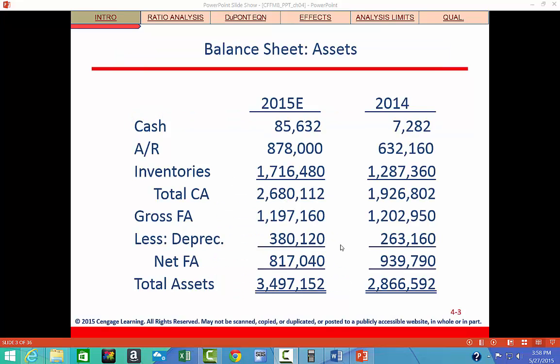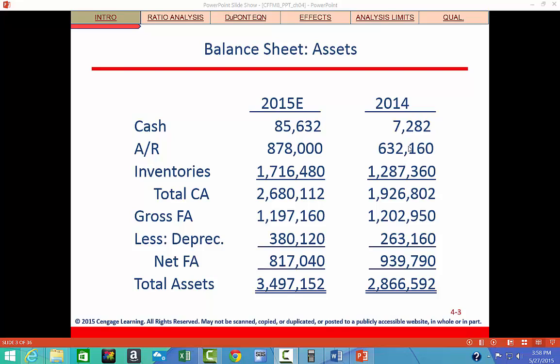So we're stuck with the De Leon company again with this chapter. Here's our data. Remember, in 2014 they had a pretty horrible year. And now we've got some new information. We've got estimates for 2015. So we're going to see how they plan on fixing the problems that they created by doing that expansion project.